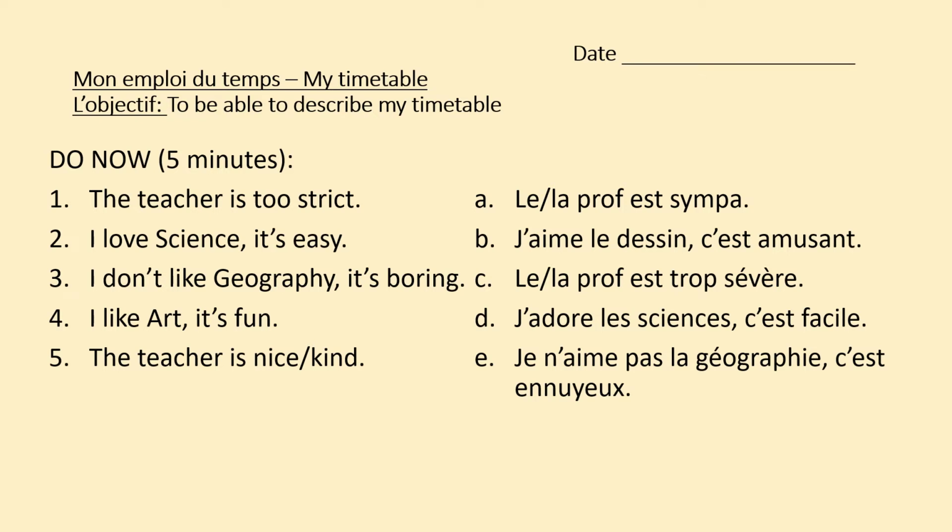Now I'd like you to complete the Do Now activity, which should take about 5 minutes. All you need to do is write out the English with the numbers next to it on the left-hand side and write the correct French next to it from the right. So the right is all muddled up. Just write the English with the correct French next to it. Pause to do that now.